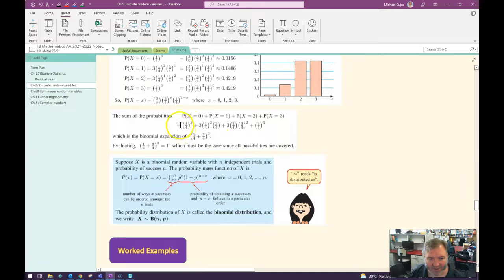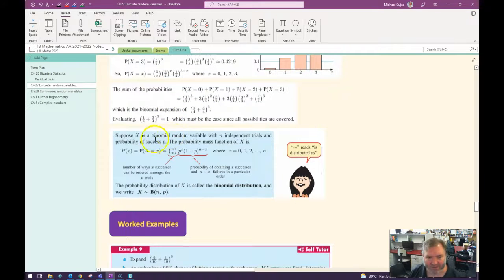1/4 to the power of 3, that happened once. 2 whites and a blue happens 3 times. 1 white and 2 blue happens 3 times, and 3 blues only happens once. The 1, 3, 3, 1, it's just a binomial expansion of 1/4 plus 3/4. We know if we were actually to calculate that, 1/4 plus 3/4 is 1, 4/4, and when I raise 1 to the power of 3, I'm left with 1.